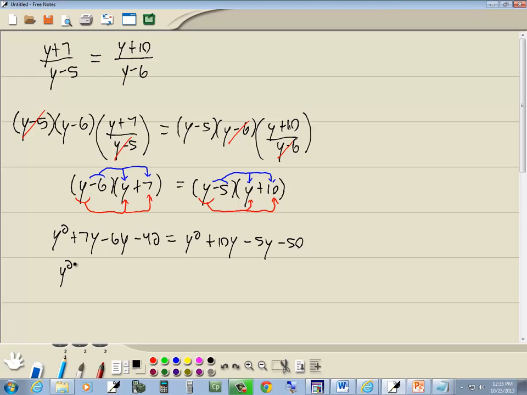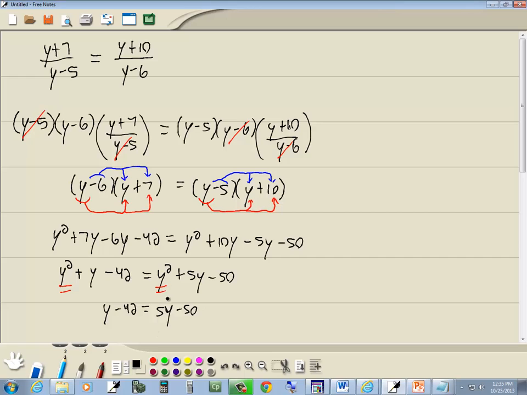No matter where you are in math, you should combine together like terms. We got y squared, and then 7y minus 6y gives us a positive y, minus 42. Over on the right side, we got 10y minus 5y, that gives us a positive 5y, minus 50. Now this appears like it's a quadratic, because we got y squareds, but notice that both sides have a y squared. If you have the same term on both sides, you can just drop it. So that gives us y minus 42 is equal to 5y minus 50.